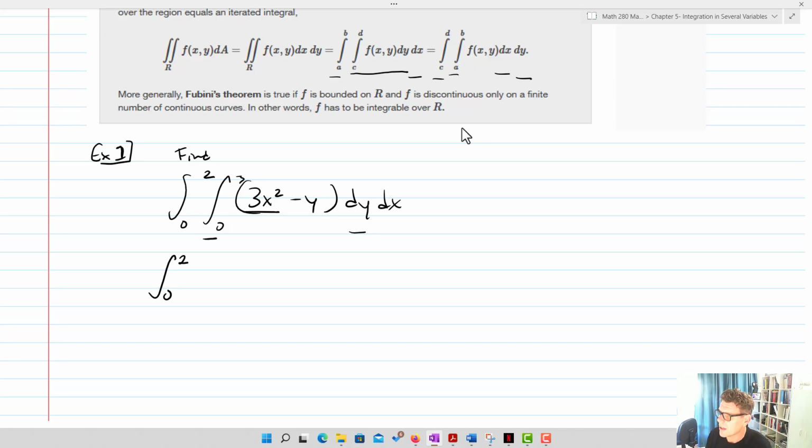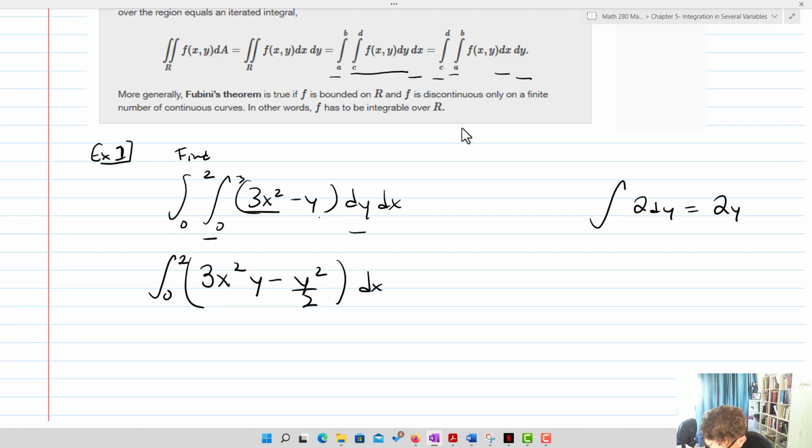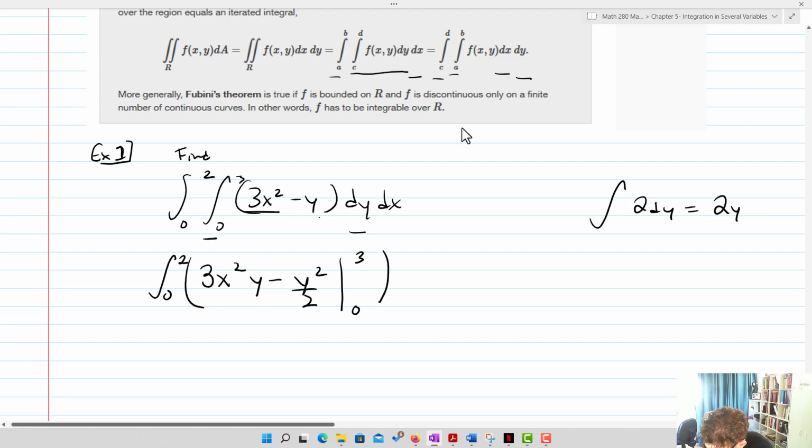So when we integrate a constant, right? Like, for example, if I had 2 dy, that's just going to end up being 2y, 2y plus c. So this now ends up becoming 3x squared y. And then the integral of y is going to be minus y squared over 2. And then dx. And then we'll evaluate that from 0 to 3. Okay? And by the way, remember that these are only y's that we're going to evaluate this for. And then this will be dx.